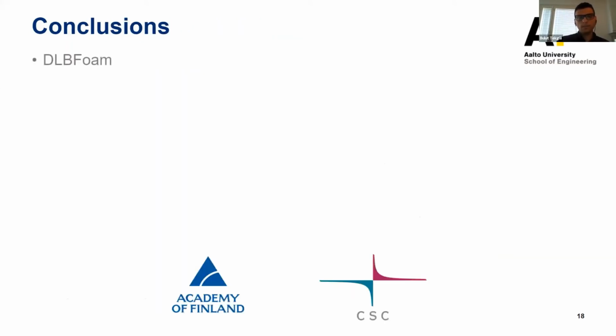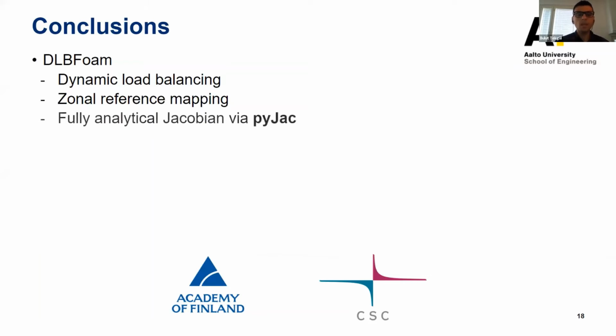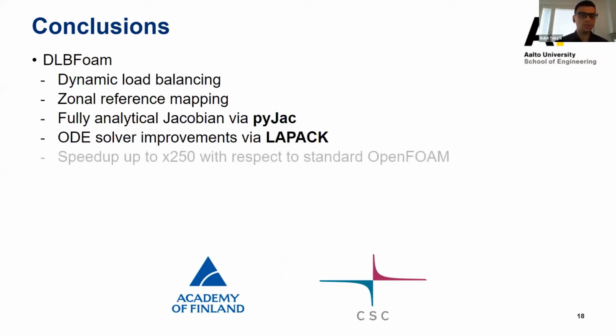And in conclusion, to summarize everything in one slide, Dlbform is a novel chemistry model built for OpenFOAM that features dynamic load balancing and zonal reference mapping. It features a fully analytical Jacobian via PyJack, which is another open source software. It features ODE solver improvements via LAPACK, which provides significant speed up for tight tolerances, especially. And we obtain speed up to 250 with respect to standard OpenFOAM chemistry solvers.